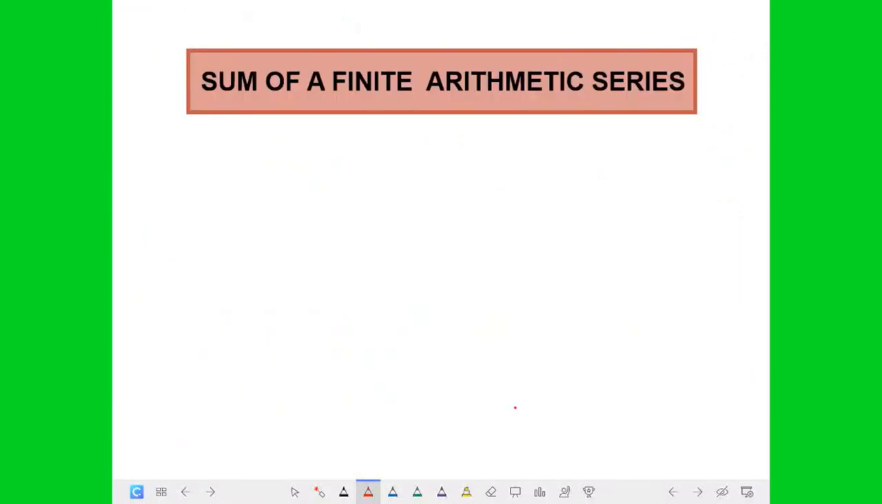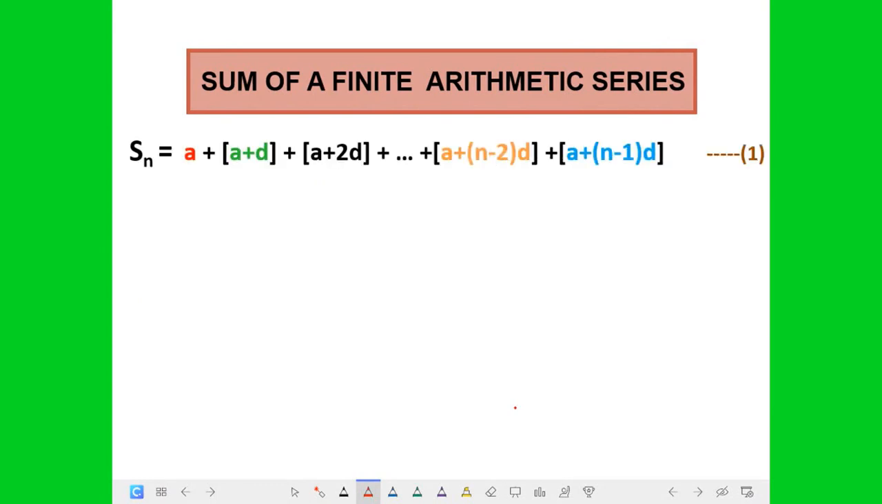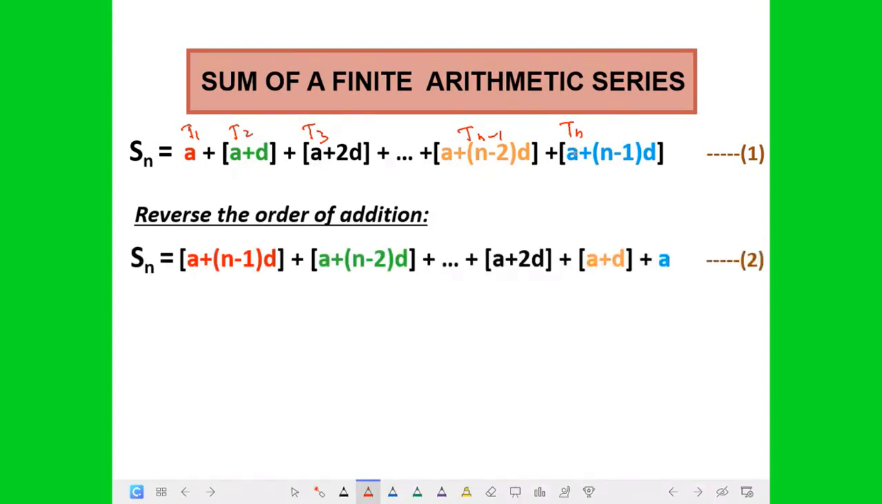Now this is the sum of a finite arithmetic series. The formula goes like this: Sn is T1, T2, T3 up to Tn minus 1, Tn. Then rewrite in reverse order. Write this one first: Tn, Tn minus 1 down to T3, T2, T1. It's just reversed. Then, equation 1 plus equation 2.